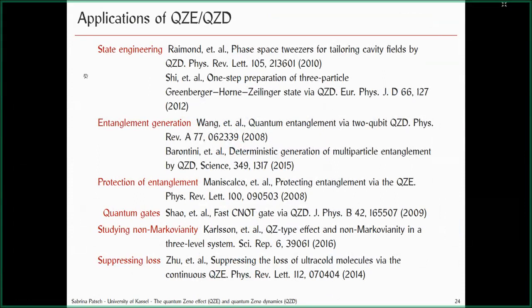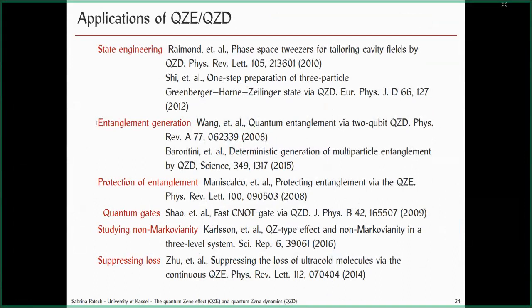But the rough idea of what you can do with that is state engineering. So we saw that already with the cat states. You created some highly non-trivial state by using the Zeno effect. And you can do something else like tailoring the state of a cavity, or you can create GHZ states.